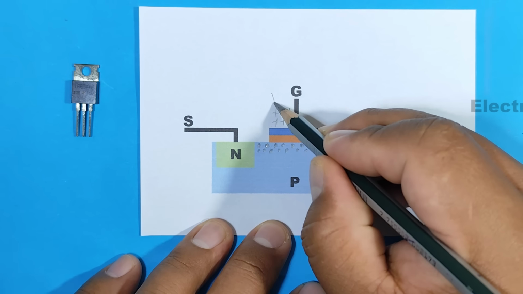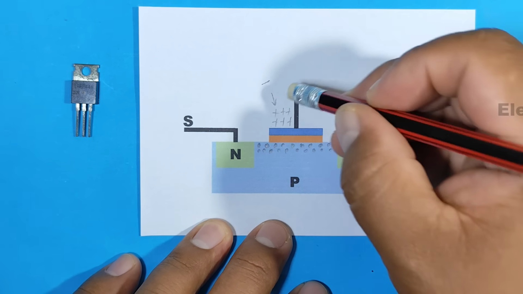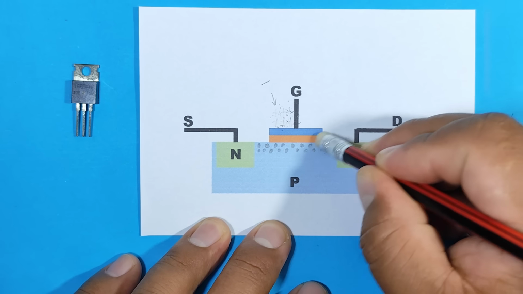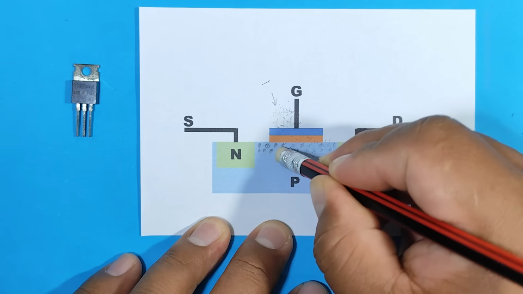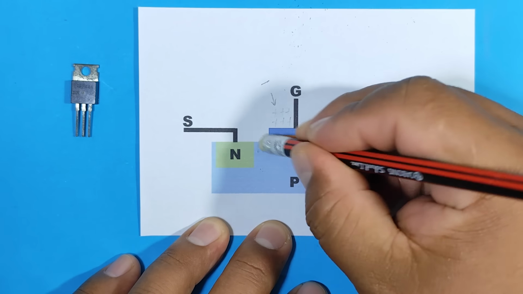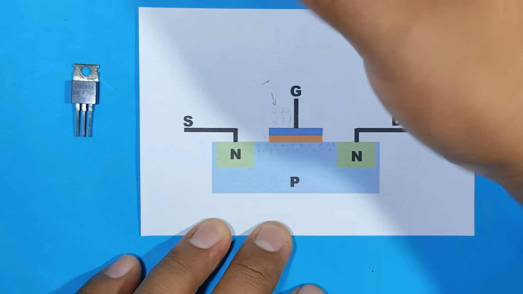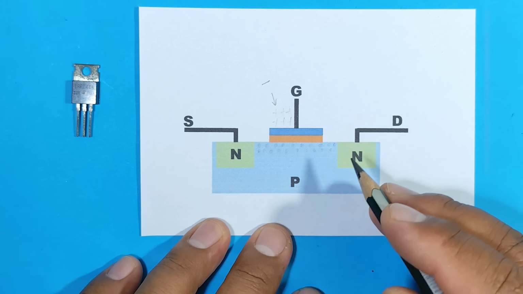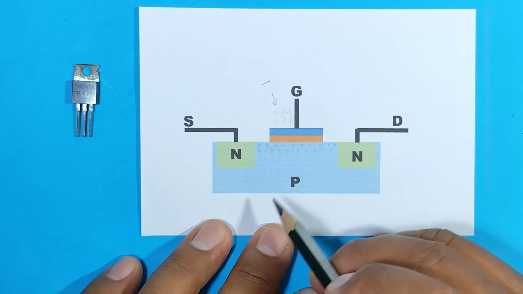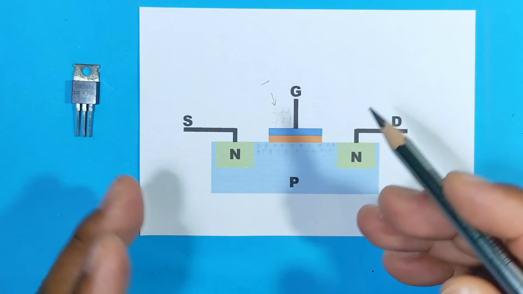Here, we will have to apply a negative voltage. Therefore, we discharge the positive charge and eliminate the channel or path that was previously formed. And only in this way will we make the MOSFET transistor stop working. However, let's look at this practically.